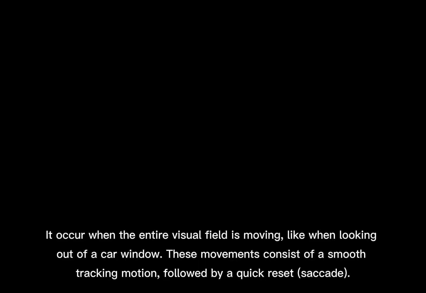5. Optokinetic movements. It occurs when the entire visual field is moving, like when looking out of a car window. These movements consist of a smooth tracking motion, followed by a quick reset, saccade. The optokinetic reflex helps maintain a stable image on the retina as the eyes follow the motion of large objects or scenes. This is also important for tracking slow, continuous motion in the environment.